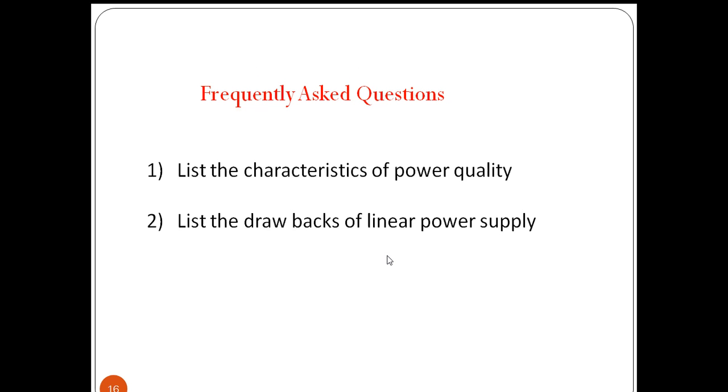And in this topic, they are mainly asking: list the characteristics of power supply, power quality, and list the drawbacks of linear power supply. So please try to write an assignment on these questions. List the characteristics of power supply, list the drawbacks of linear power supply.